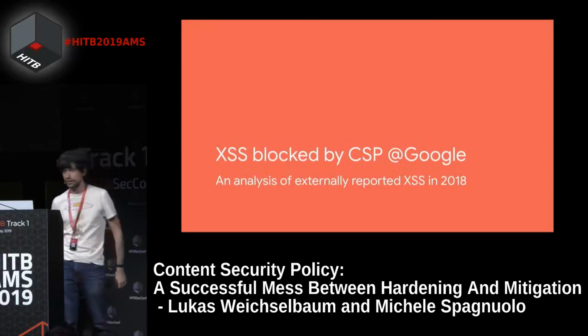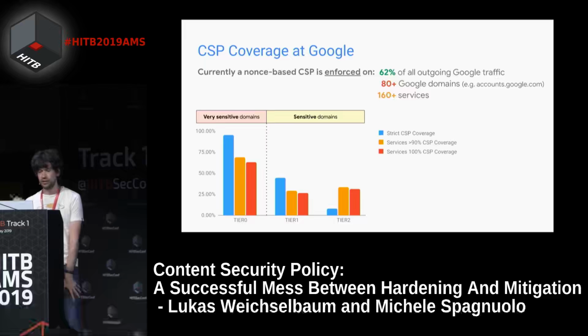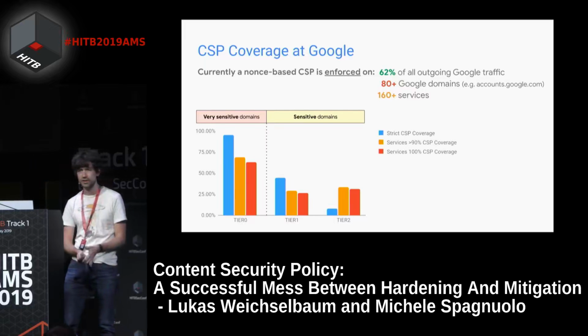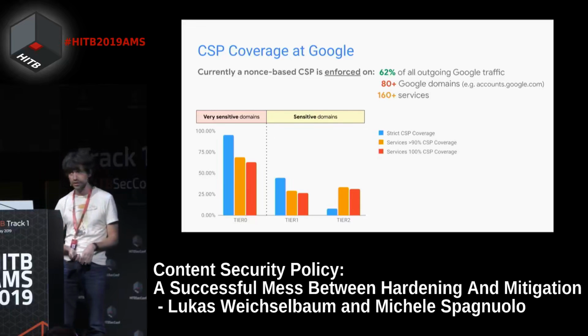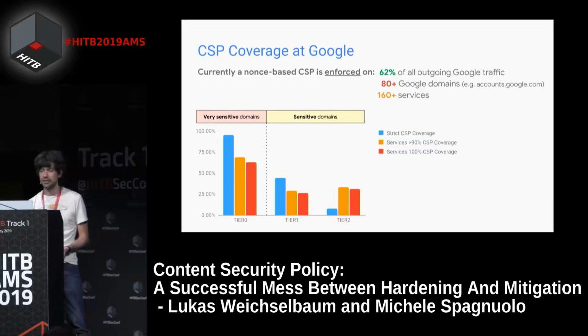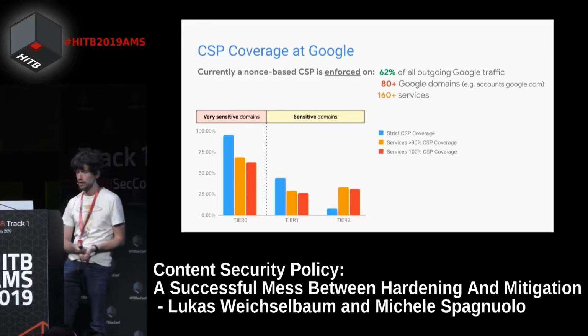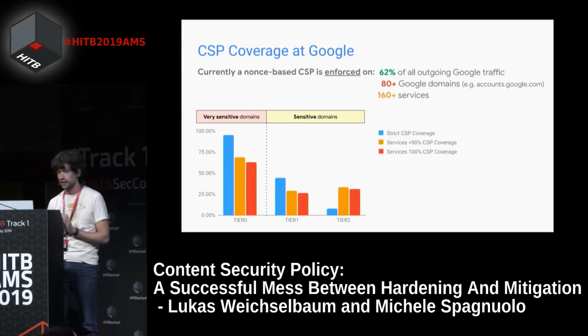Before going into technical details of CSP, I would like to give you some data about Google. Currently, we have an enforcing CSP on 62% of all outgoing Google traffic. We are prioritizing by domain sensitivity. We have more than 80 domains at Google, and we have more than 160 services. So we had to prioritize, and for the very sensitive domains, we have almost 100% coverage.